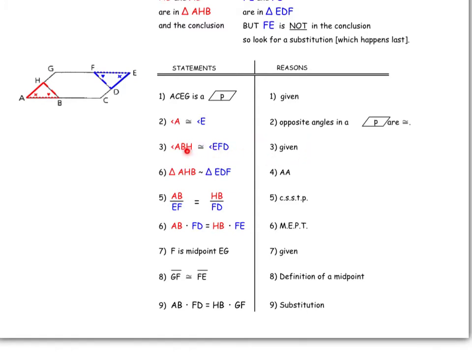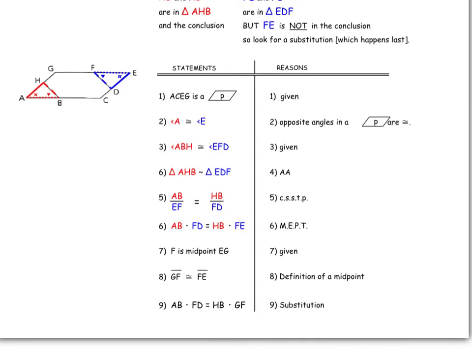And now I have AA, that the triangle AHB and the triangle EDF are similar by AA. Now I can write my proportion. AB dotted over EF dotted equals HB dashed over FD dashed. Even though FD is not in the conclusion, I have to use it because it is a corresponding side. And we give as our reason that corresponding sides of similar triangles are proportional.